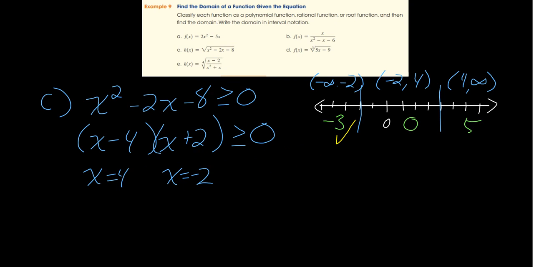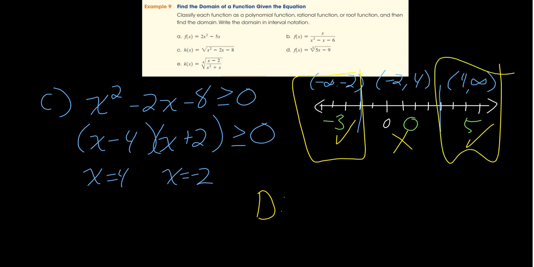Now let's plug in a 0. 0 minus 4 is a negative number. 0 plus 2 is a positive number. A negative times a positive is a negative, and a negative number is not greater than or equal to 0, so this interval does not work. Then 5 minus 4 is positive, and 5 plus 2 is positive. Positive times positive is positive, and a positive number is greater than or equal to 0, so this interval works. So the domain of this problem is these two intervals, the ones with the check marks.